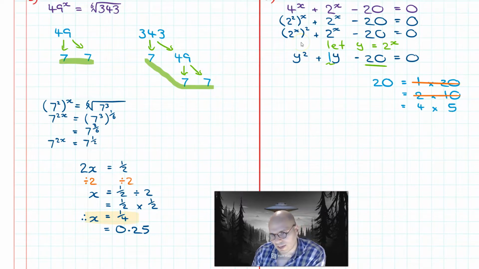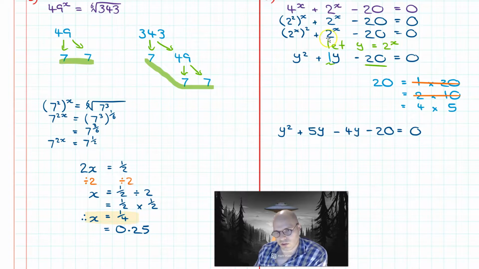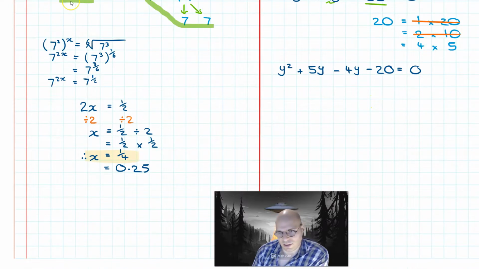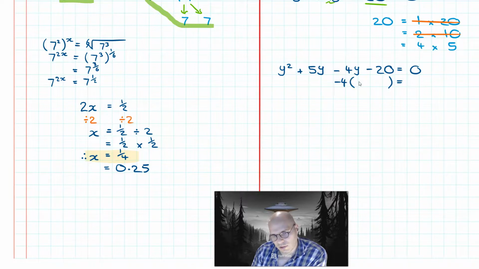So sorting this out, we have minus 20 and y squared staying the same. However, where we're changing it up is we're going to give it a 5y minus 4y. So we split this factor in here. Next step is we're going to factorize. So looking at this, set up my brackets. The common thing between 4y and 20 is going to be the minus 4. Left over is y plus 5.